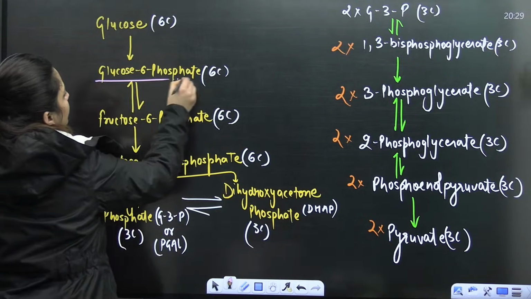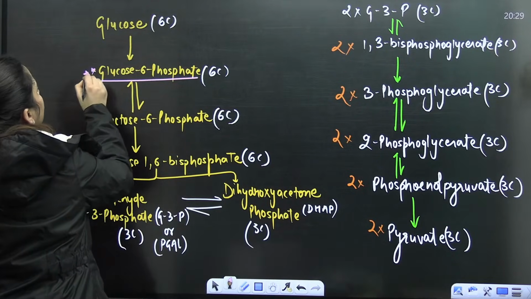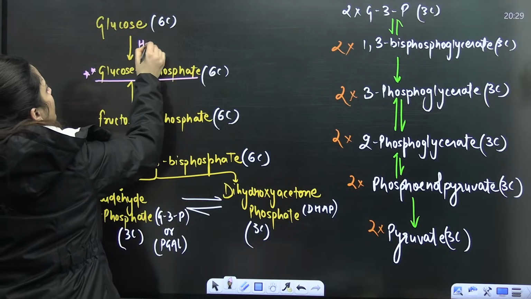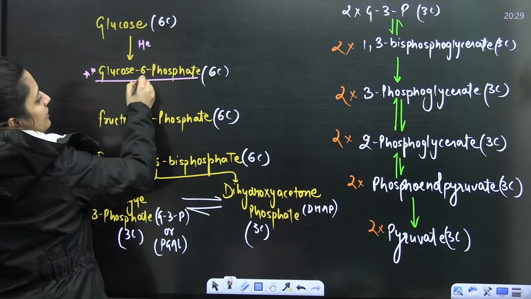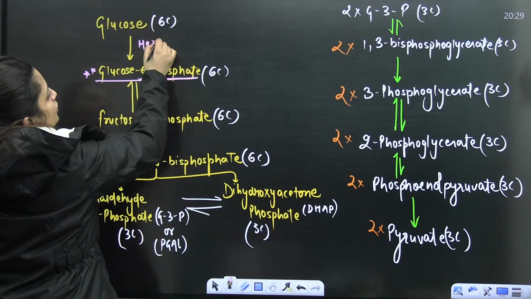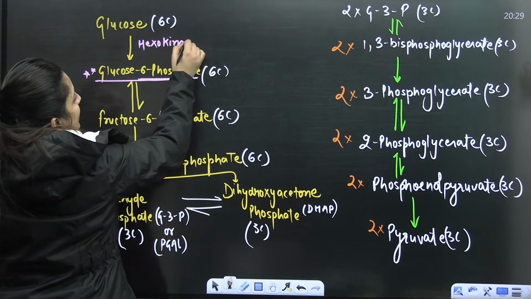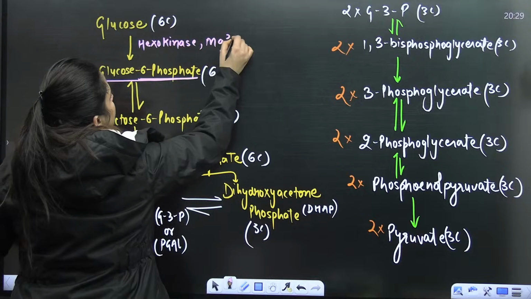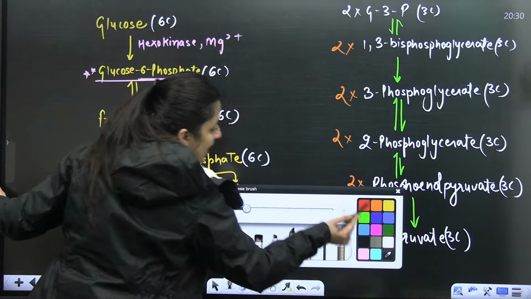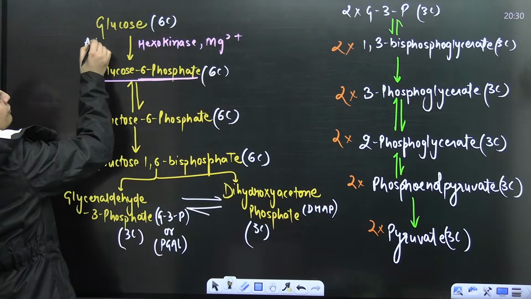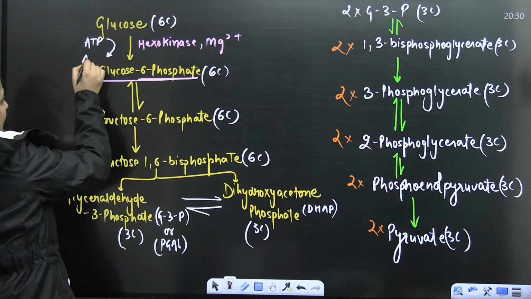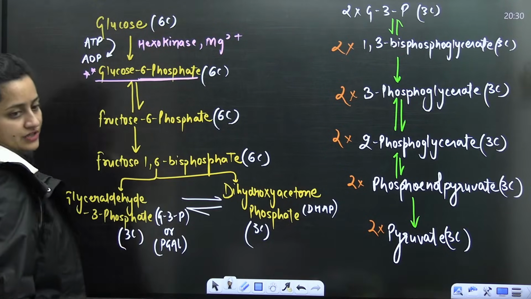So what is happening here? The glucose is converted to glucose 6 phosphate. So here phosphate is added at the 6 carbon of the glucose. So we use the enzyme hexokinase here. Magnesium ion is used as a cofactor. But from where are you going to give phosphate here? You will use the ATP, adenosine triphosphate, that will make adenosine diphosphate.